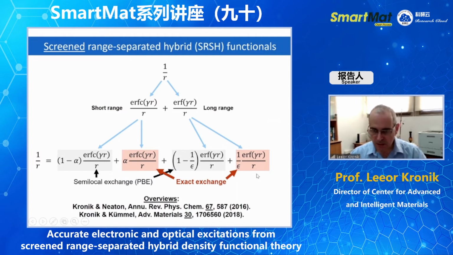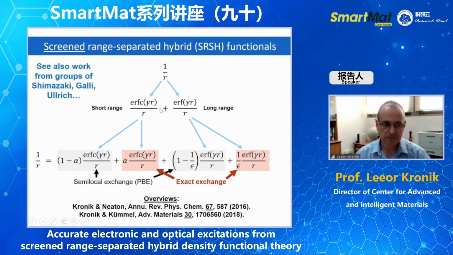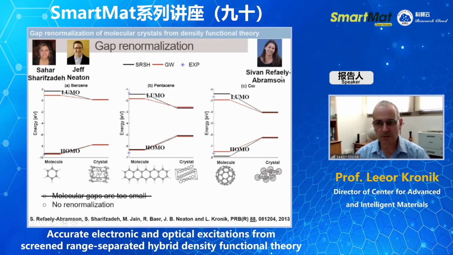Now the terms in this pink frame here, those we treat with Fock exchange. So that means that we have some Fock exchange in the short range, so we have something that behaves like a good hybrid functional, but also in the long range, we have the correct asymptotic 1 over epsilon dependence. And then the complementary fractions, the gray frame here, that's treated by GGA as before. So that's known as a screened range-separated hybrid functional, because now the asymptotic potential is 1 over epsilon. And then, and this is work that Sivan pursued with Sahar Sharifzadeh and again with Jeff Neaton, you see that now we do have this renormalization.